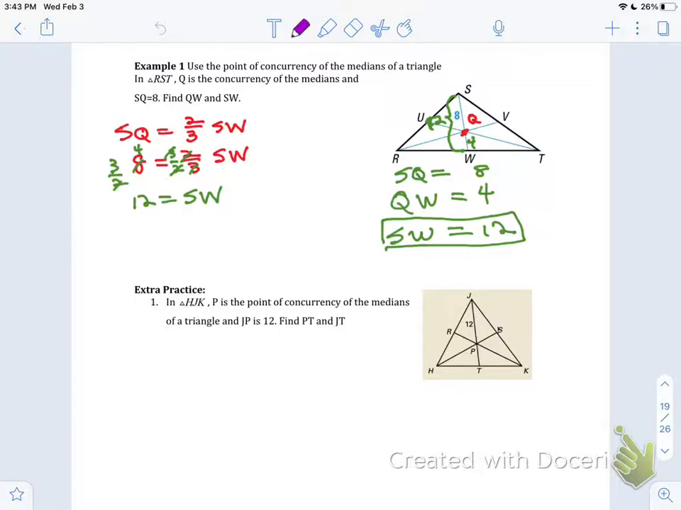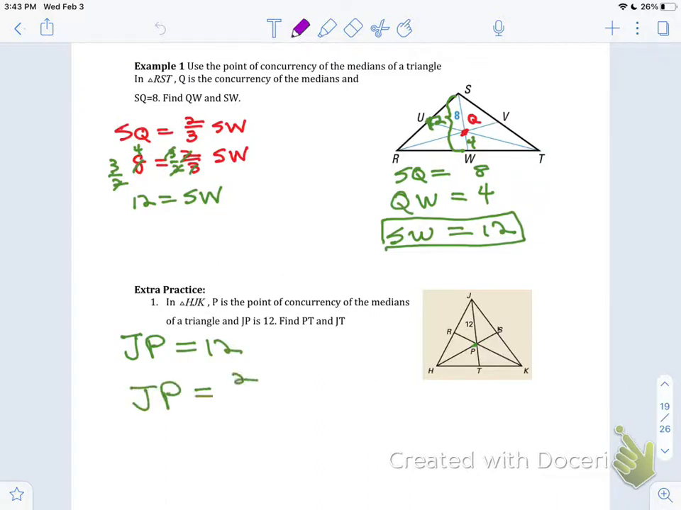And we're going to do it again in this extra practice here. So in this triangle, P is the point of concurrency of the medians. Okay, so that's the centroid right there at where I put the little green dot. And if they tell you that JP is 12, find PT and JT.